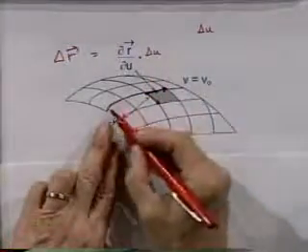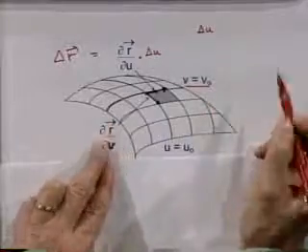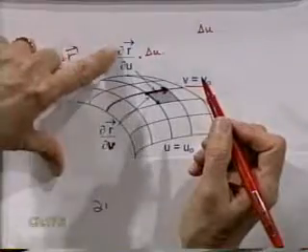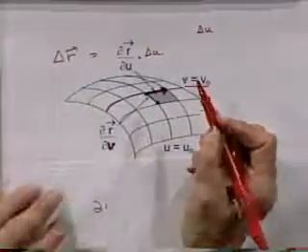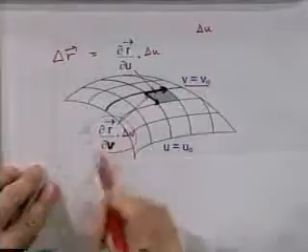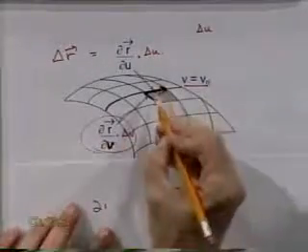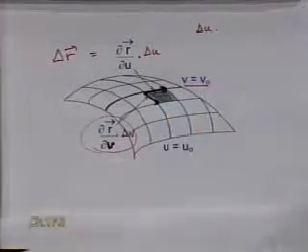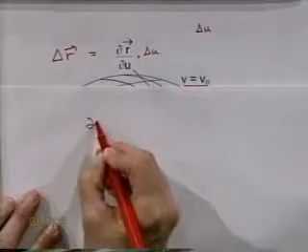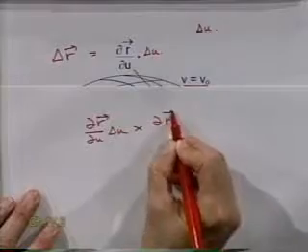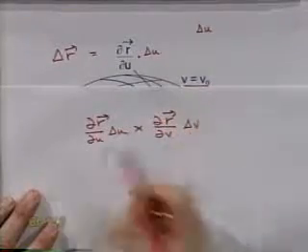Because remember, along this curve, v is not changing. v is equal to a constant. So this little vector going from here to here could be represented as the partial of r with respect to u times delta u. Similarly, this vector right here could be represented as the partial of r with respect to v times delta v. And this little surface area would be the magnitude of the partial of r with respect to u, delta u, cross with the partial of r with respect to v, delta v.